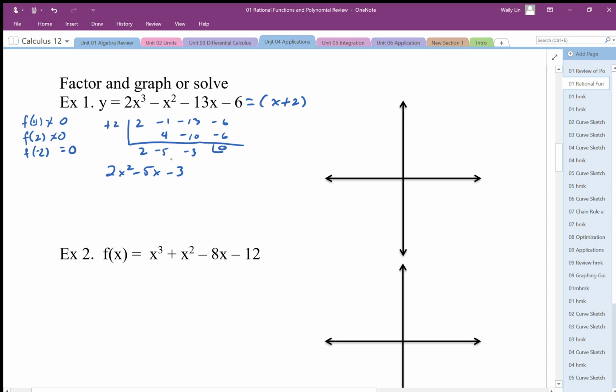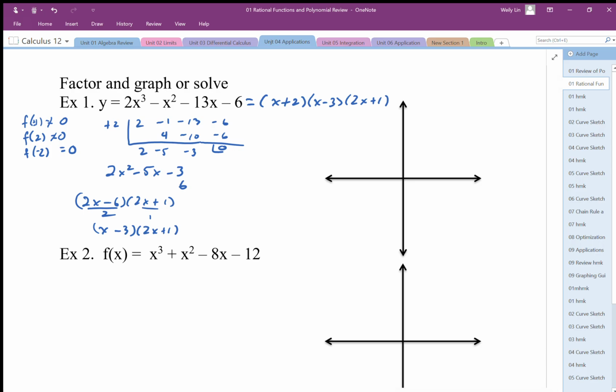Factoring that, multiply first and last, we're going to end up with 2x minus 6, 2x plus 1. Divide by 2, divide by 1. There are many ways to factor this. I'm not going to go over the different ways to factor. You need to make sure that you understand how to factor a polynomial like this, and you need to have an effective strategy of factoring a cubic polynomial with rational roots.